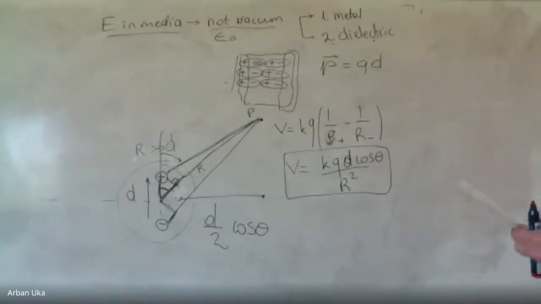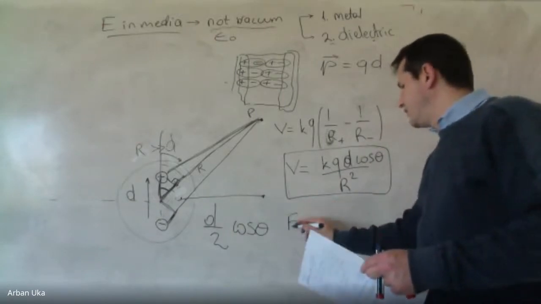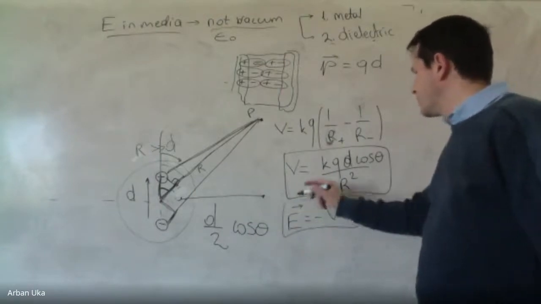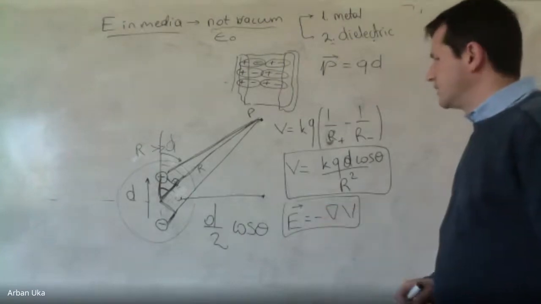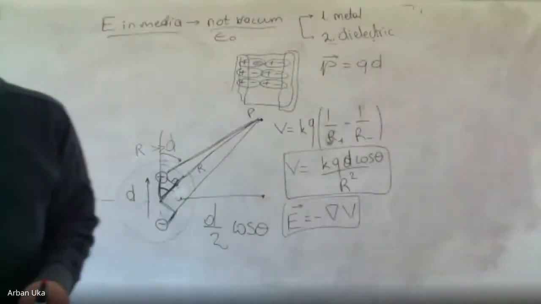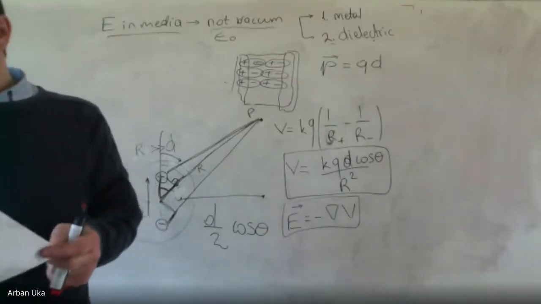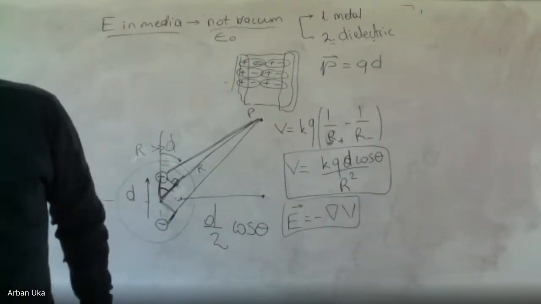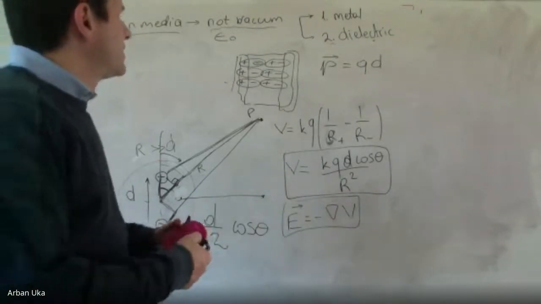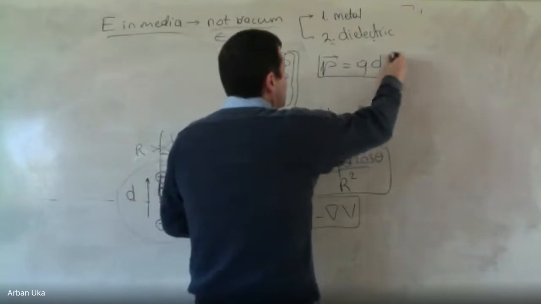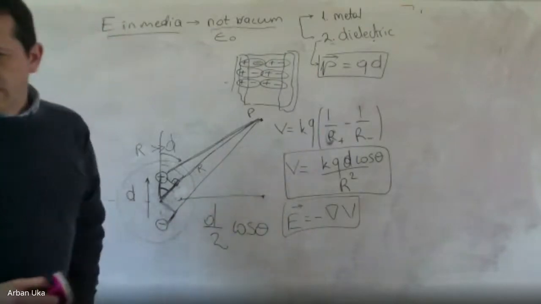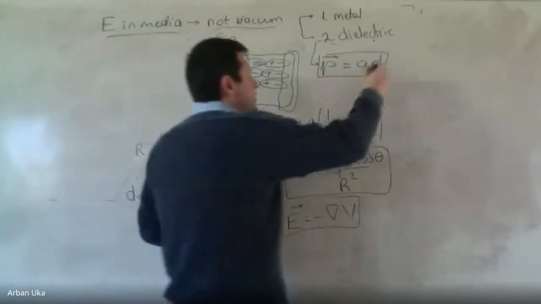And then the electric field will be equal to minus the change of V, which means that the gradient of this potential is the electric field. But let's do the extended version, at least up to the next time, and let's see how from these dipole moments, which are generated in dielectrics, we can derive the polarization vector.